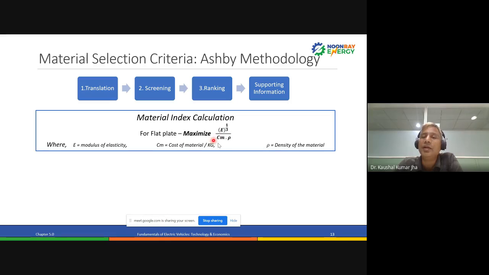The cost has to be minimum. So that's why it has come in the denominator. The cost has to be minimum, the weight has to be minimum, and weight is dependent on the density. So this has to be minimum. So that's why it has come in the denominator. However, the strength of the material has to be maximum, so it's in the numerator. And what is the function? Maximize. If I maximize this function, automatically my strength will get maximized, cost and density would get minimized.